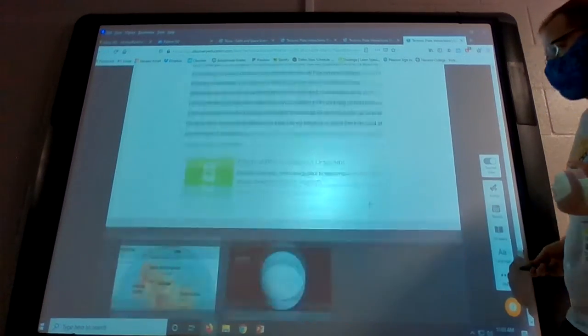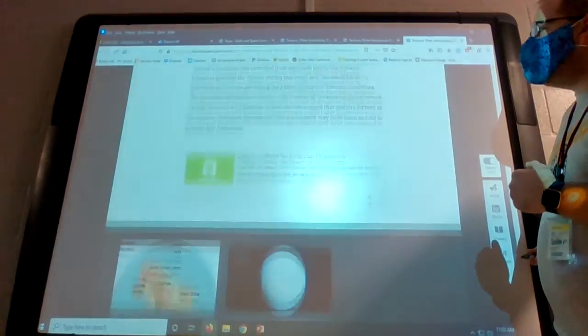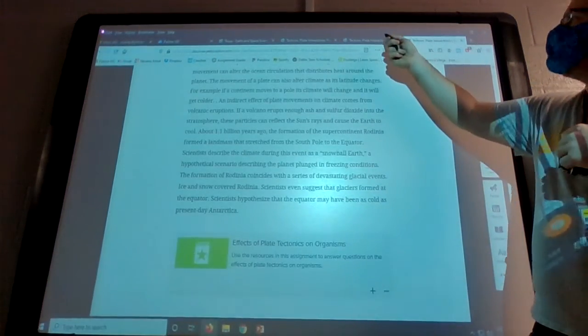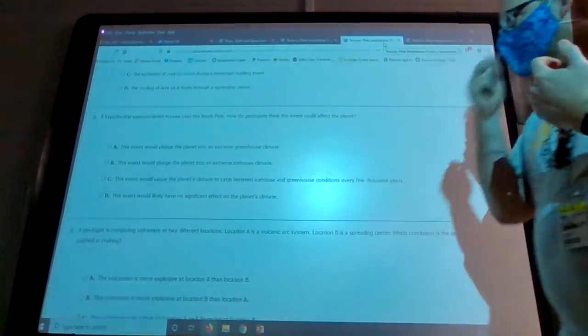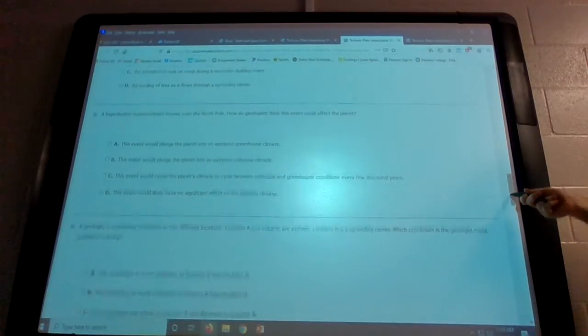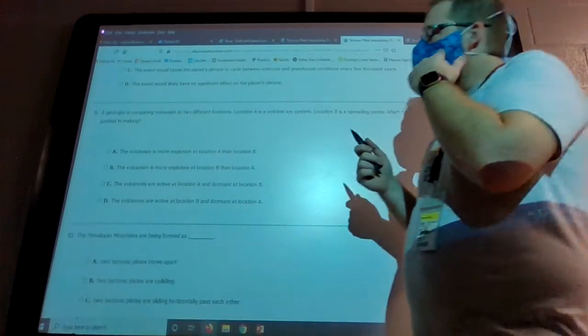I don't know that they're really making a great argument there, but we'll go with it. So I believe they're telling us that it's going to get an icehouse climate, although I don't know that they've really supported that very well, but that's what they're saying.